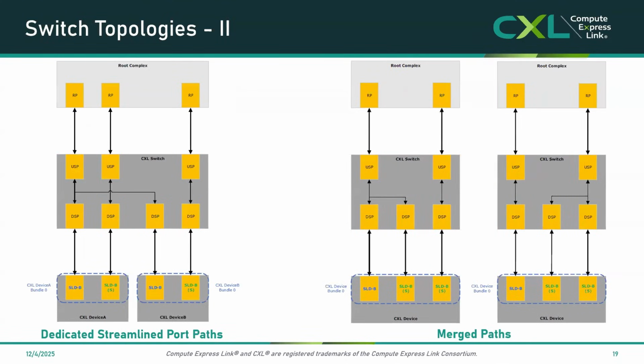Again, more switch topologies. The left one shows that for the streamlined port, in this case, both of them have a dedicated path. If you look at the SLD-B instances, the ones that are marked S, on both the devices, they have a straight path going from the host to the switch. However, the legacy ones, both of them go to a single USP on the switch. So the switch has 3 upstream ports and 4 downstream ports, and they're connected in this manner.